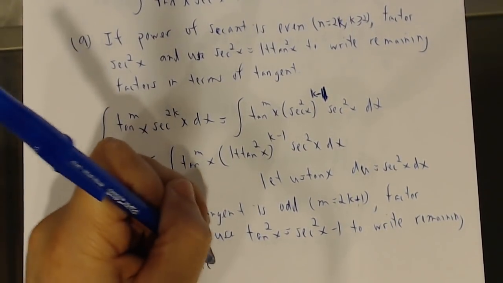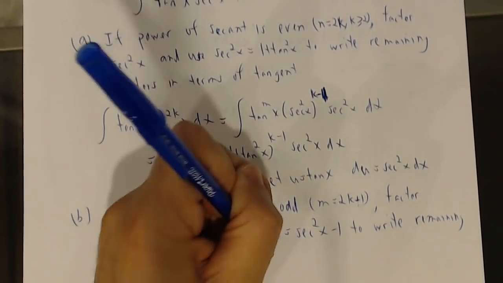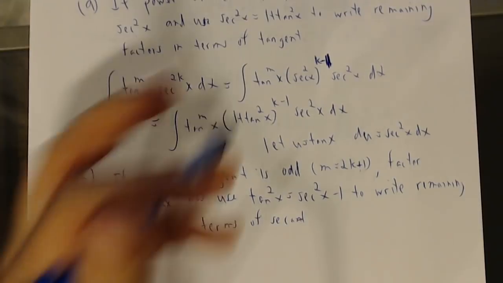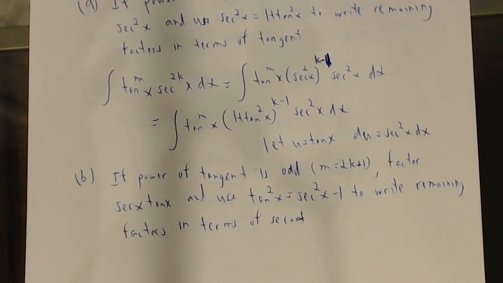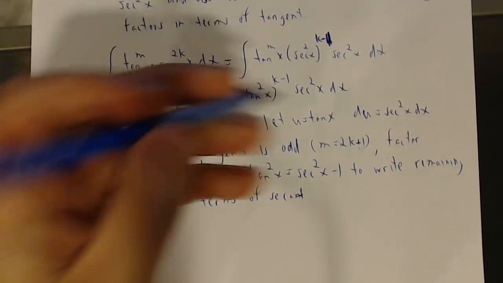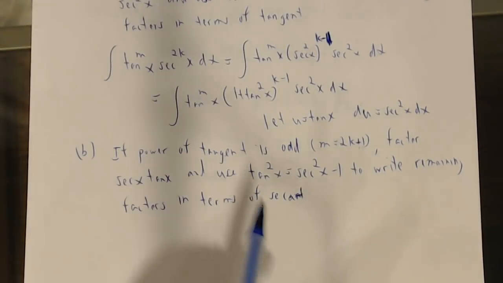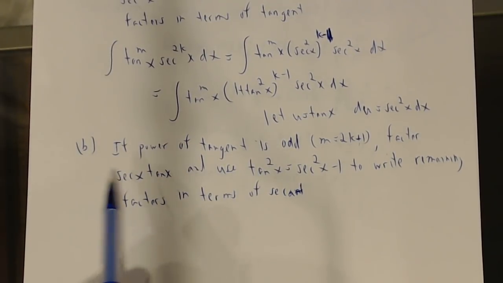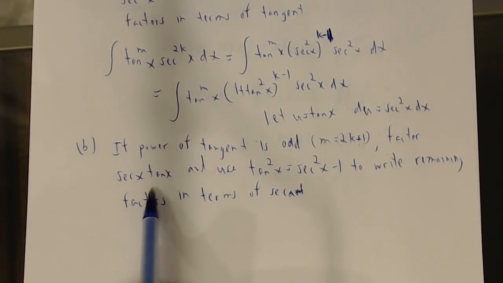in terms of secant. And then you can use u sub, and you'll let u equal secant, because what is the derivative of secant? It's secant x tangent x. So that's why we care about factoring out a secant and a tangent, because through the u sub, when I let u equal secant, the derivative is just that.